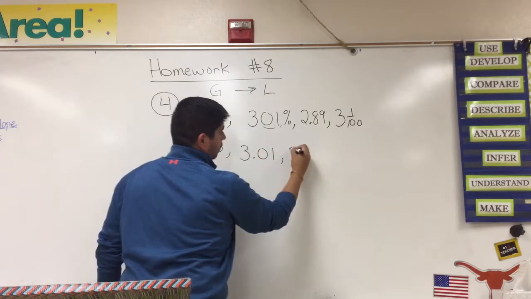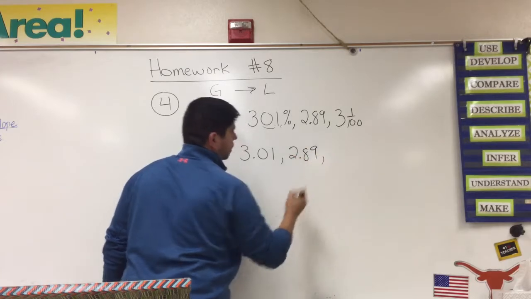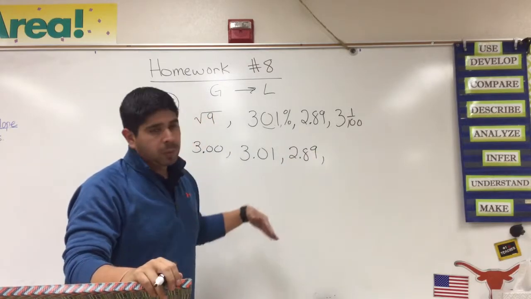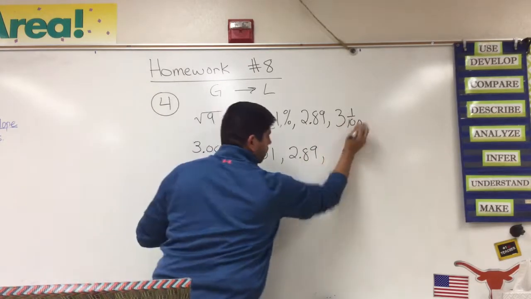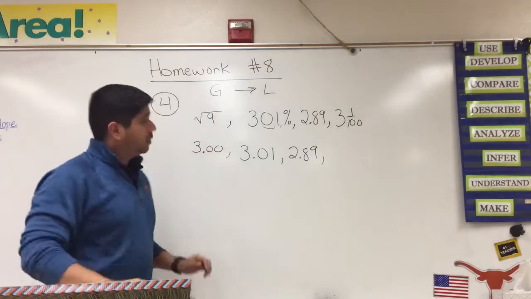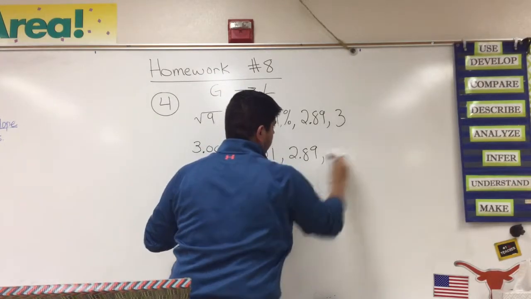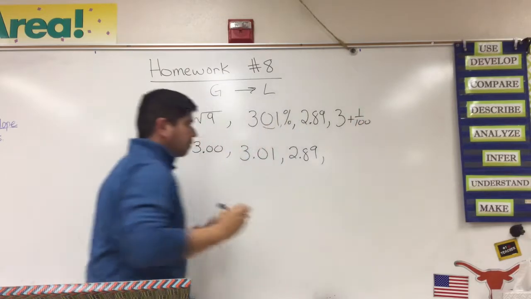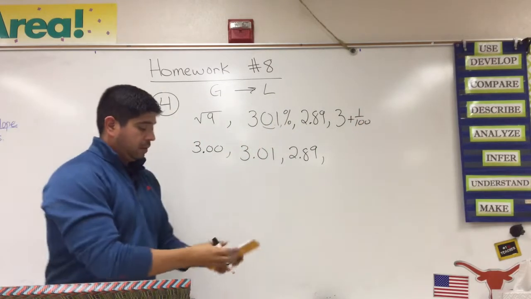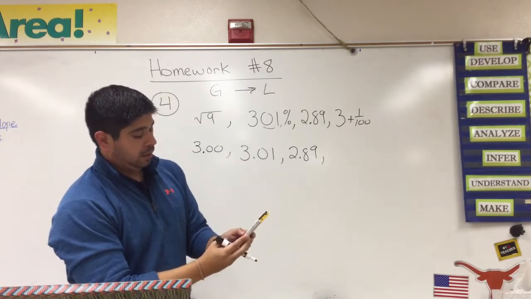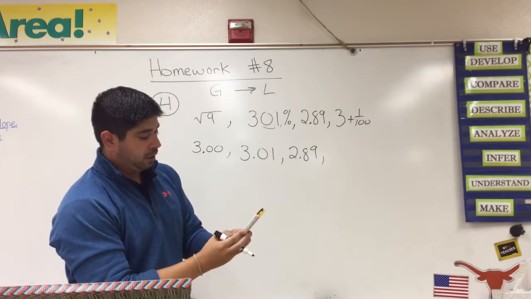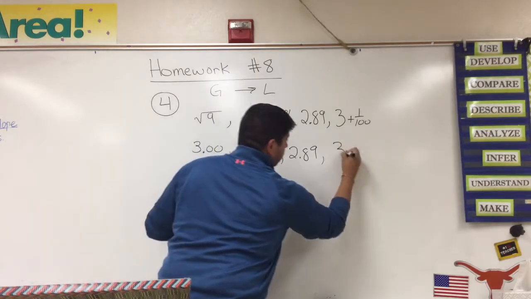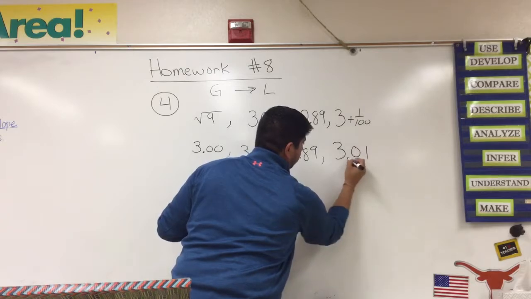2.89 is already in decimal form. 2.89. So now all I just need to do is a 3 and then the 1/100. So remember, to put this in your calculator, you have to put the plus symbol between the 3, the whole number, and the fraction, which is 1 over 100. Okay, so 3 plus control divide, 1 over 100. Okay, and then hit control enter is going to give you your decimal, which is 3.01.